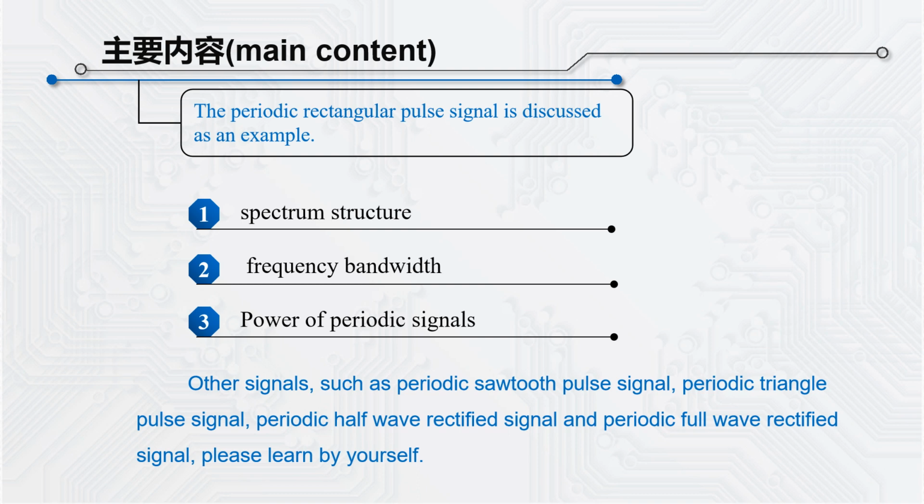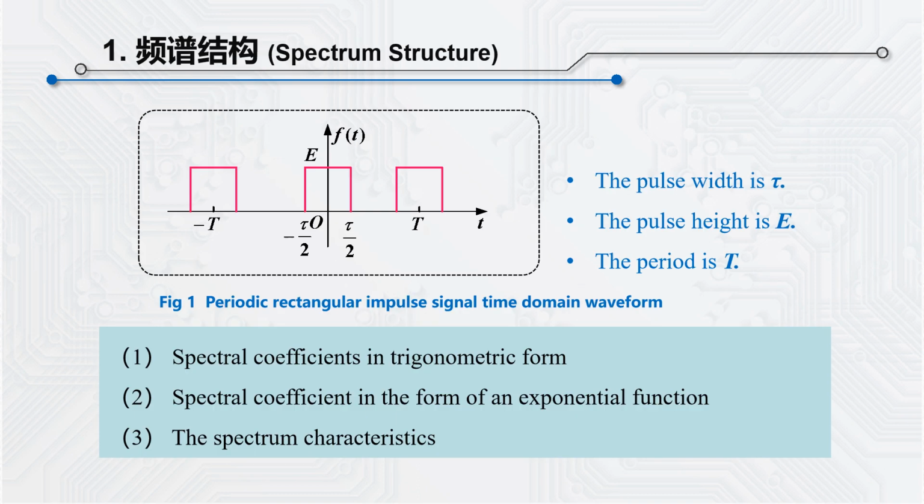As for other signals such as periodic sawtooth pulse signal, periodic triangular pulse signal, periodic half-wave rectified signal, periodic full-wave rectified signal, please learn by yourself according to the content of this lesson. Let's look at the spectrum structure of periodic rectangular pulse signal.